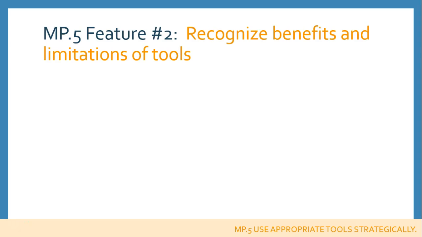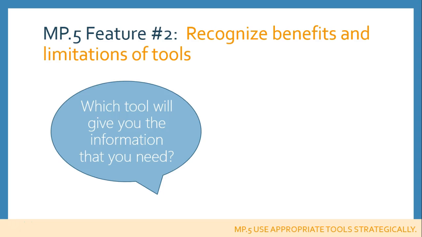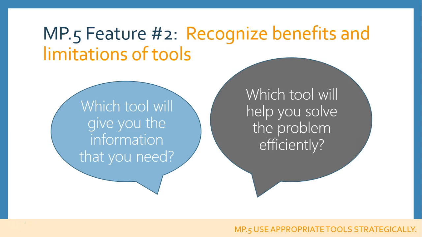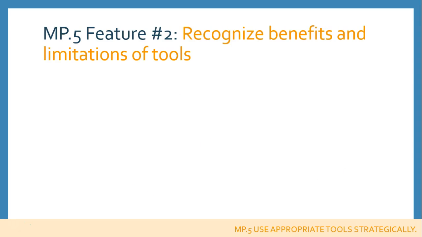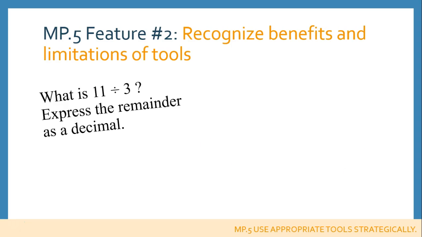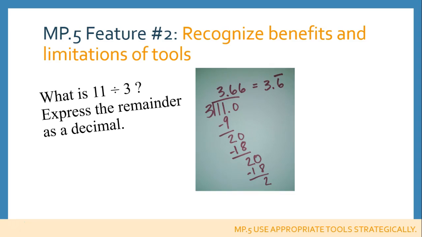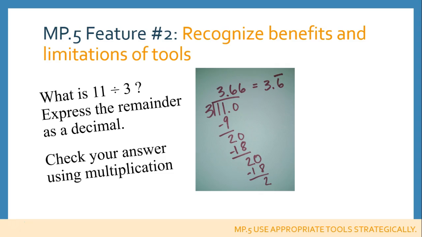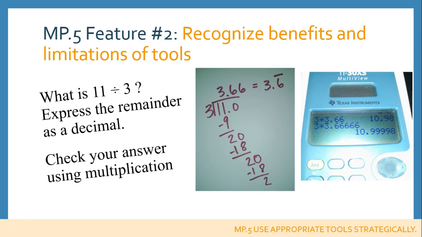To encourage learners to recognize the benefits and limitations of tools, you could ask them, which tool will give you the information that you need? Which tool will help you solve the problem efficiently? For example, at a lower level, when asked to divide 11 by 3, it would be understandable to see a student reach for paper and pencil. However, when exploring how changing the number of repeating digits after the decimal changes the product when checking their answer, they would see the limitation of the paper and pencil in that it would be very time-consuming and would choose a calculator as the appropriate tool for this task.